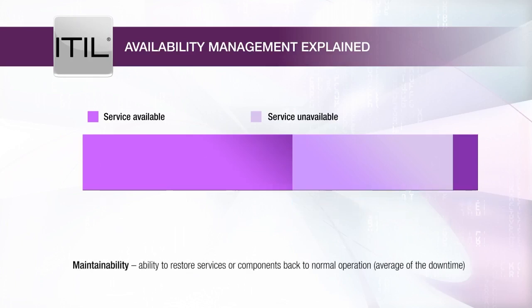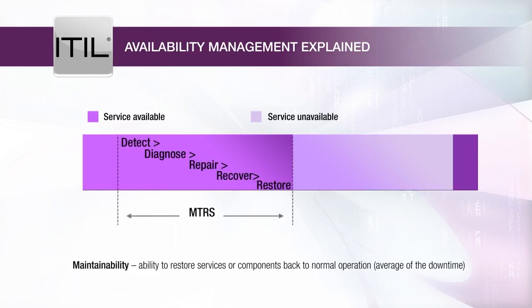Maintainability is a measure of how quickly and effectively a service, component, or CI can be restored to normal working after a failure. It is measured and reported as the mean time to restore service, or MTRS. MTRS should be used to avoid the ambiguity with the more common industry term mean time to repair, MTTR, which in some definitions includes only repair time. The downtime in MTRS covers all the contributory factors that make the service, component, or CI unavailable, and all the activities required to restore the service.